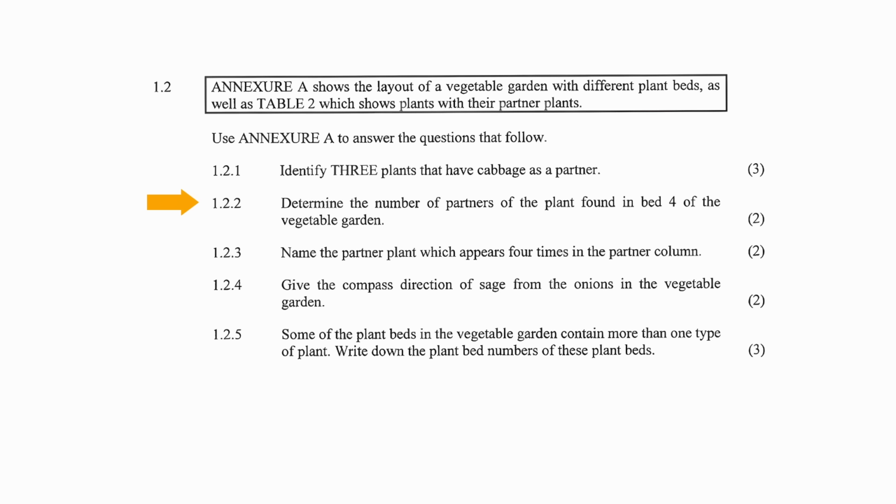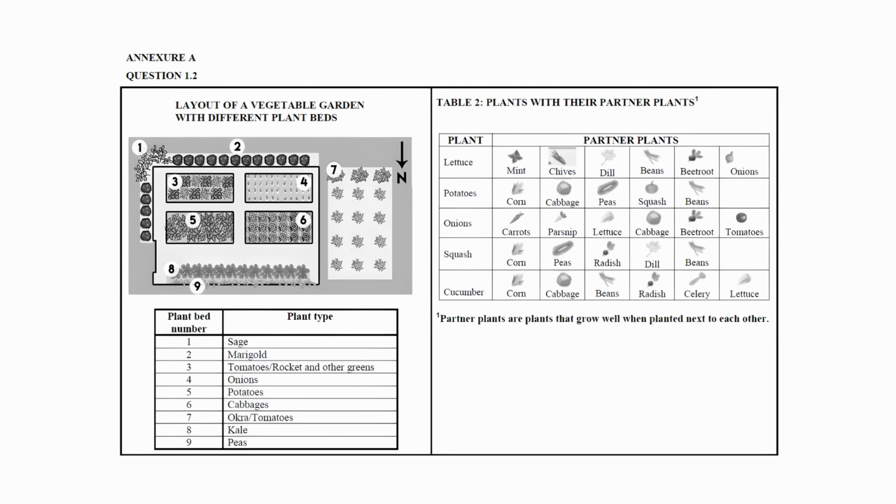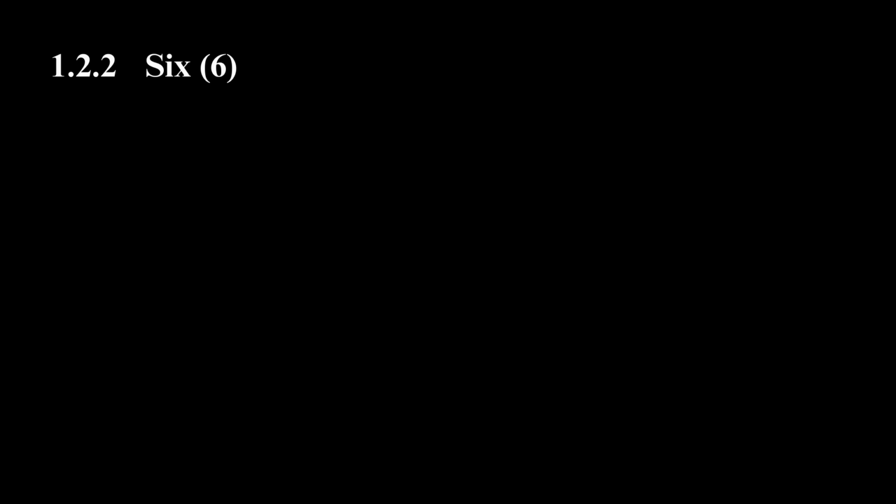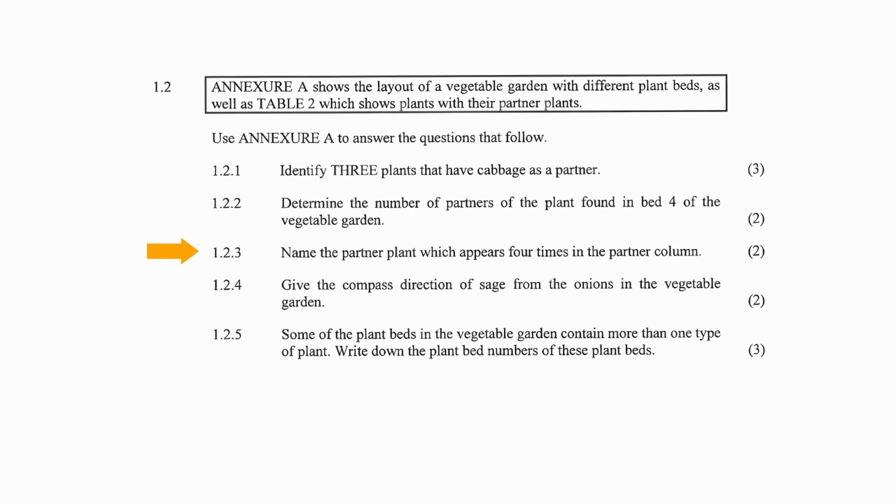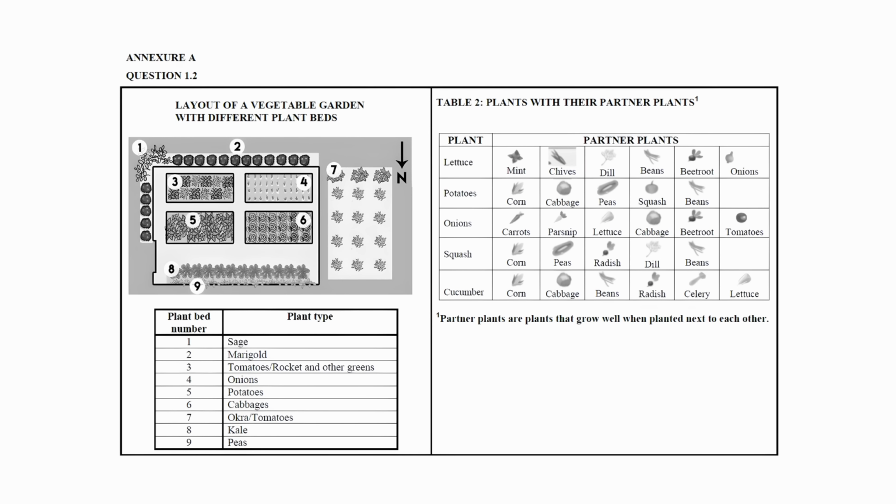In question 1.2.2, you have to determine the number of partner plants of plants found in bed 4 of the vegetable garden. From the layout plan of the vegetable garden, the type of plant found in plant bed 4 is onions. The number of partner plants of this type of plant is 6. In question 1.2.3, you have to name the partner plant which appears 4 times in the partner column. By inspection, we find that the partner plant which appears 4 times in the partner column is beans.